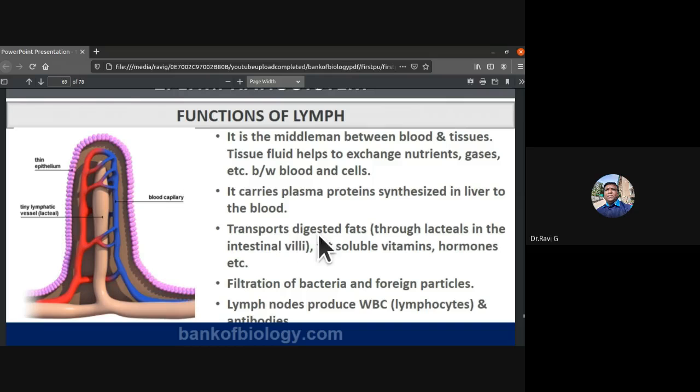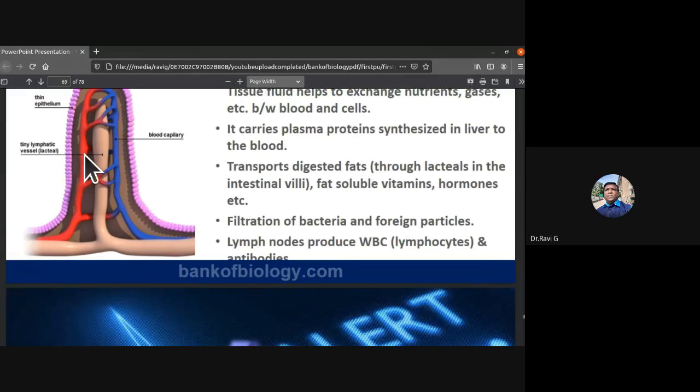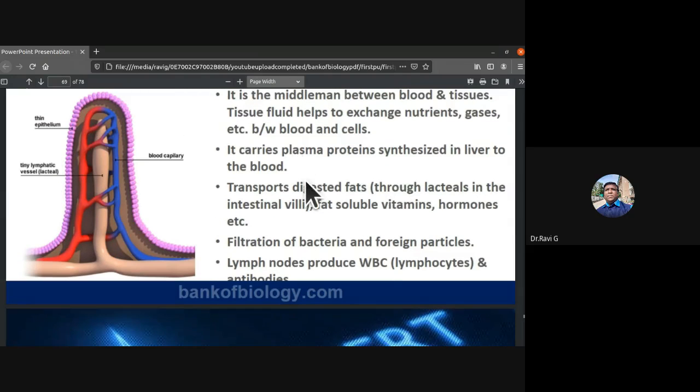The lymph also transports digested fats through lacteals in the intestinal villi. You can see this tiny lymphatic vessel, the lacteals, which transports the digested fats in the intestinal villi. The fat soluble vitamins, hormones, etc. are also transported by these lacteals.